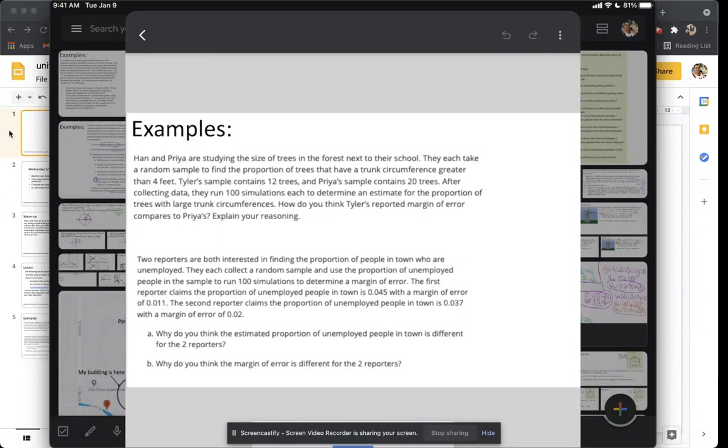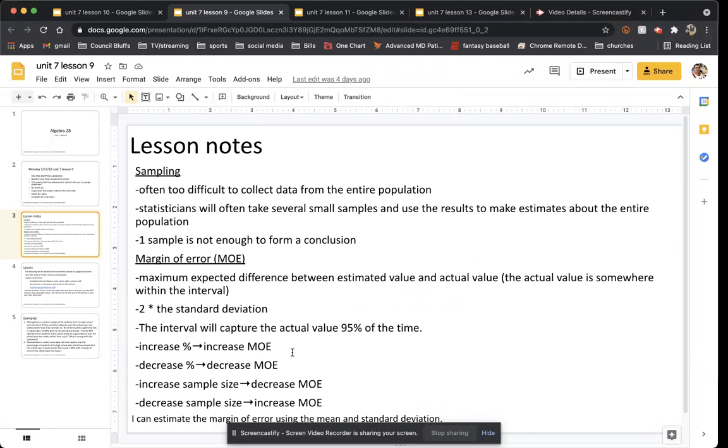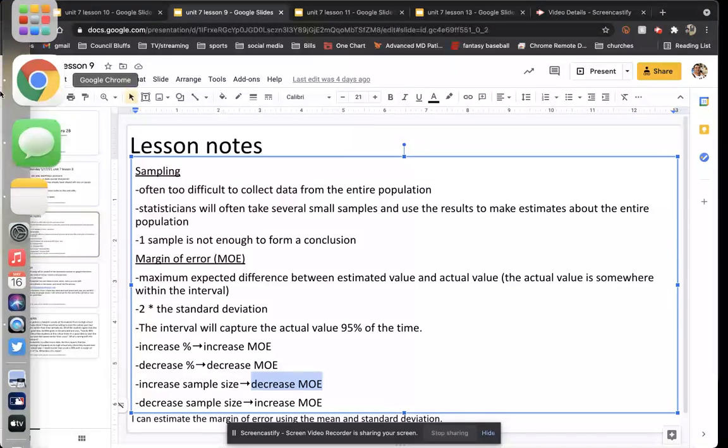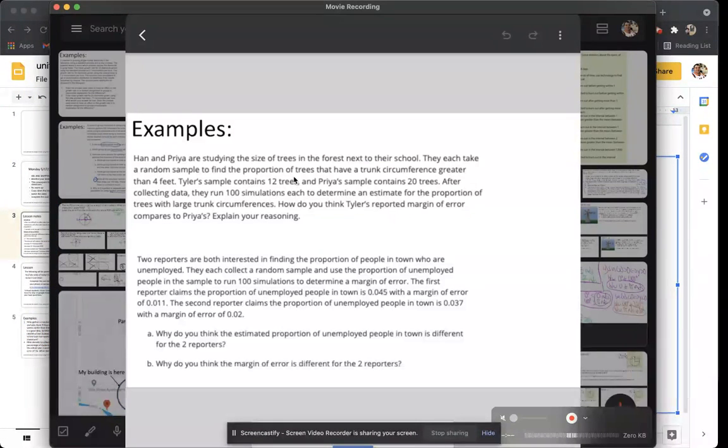This goes back again to our notes from lesson 9. It has to do with sample size. If you increase the sample size, then you decrease the margin of error. If you decrease the sample size, then you increase the margin of error. So going back to our problem here, who has the larger sample size?